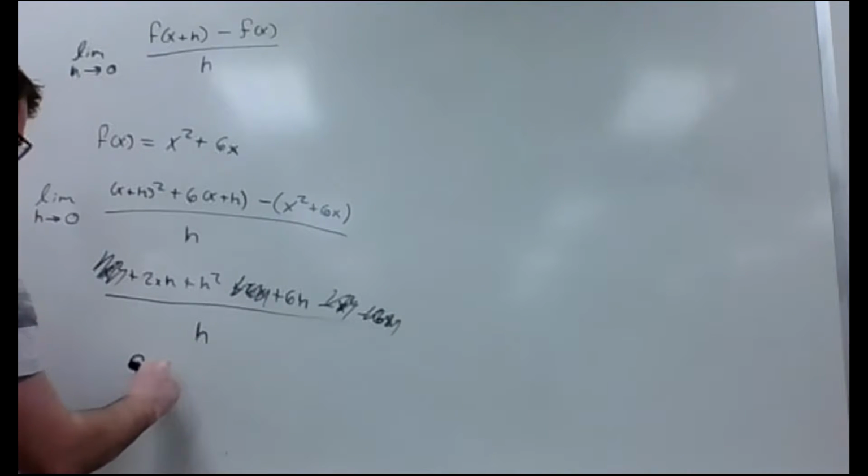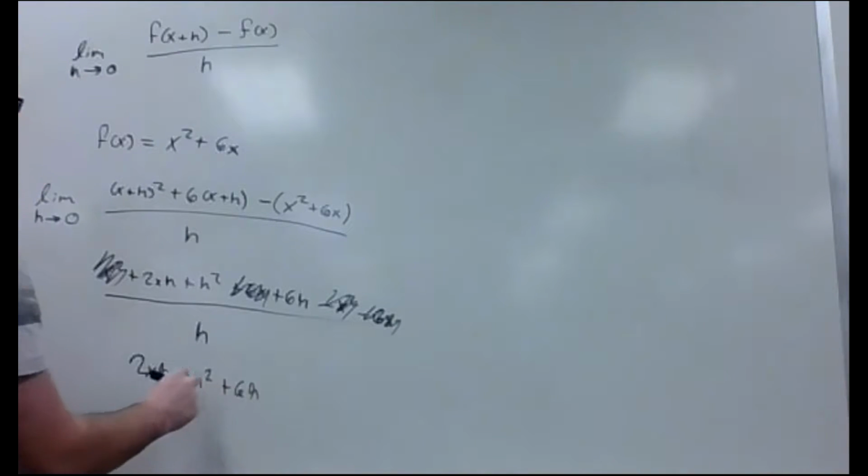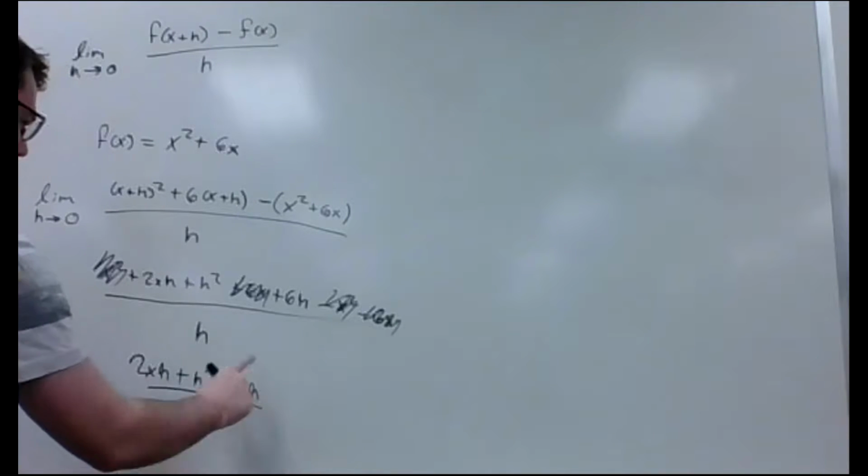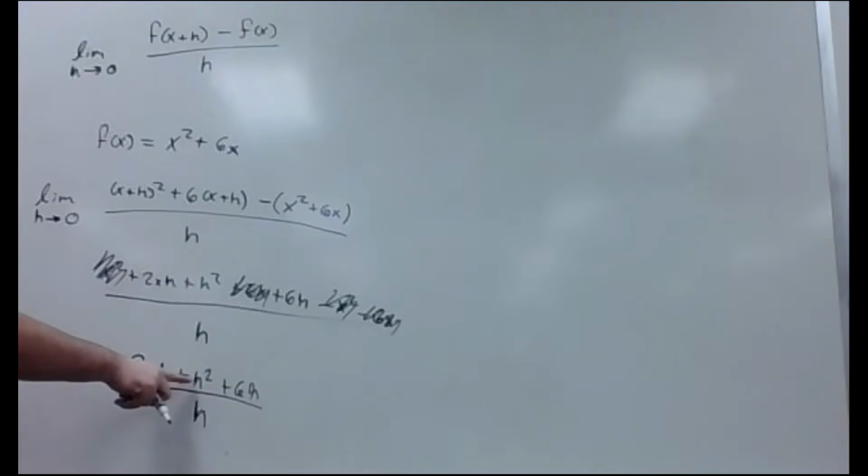So we have 2xh plus h squared plus 6h all over h. And now we can factor out an h, because they're all multiplied by h. So we can take the h out, and these h's will cancel, and we plug in the 0 for h, and that is equal to 2x plus 6. That's a much nicer proof than the epsilon delta.